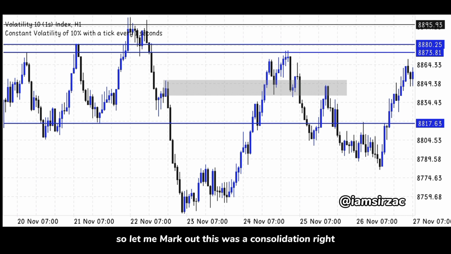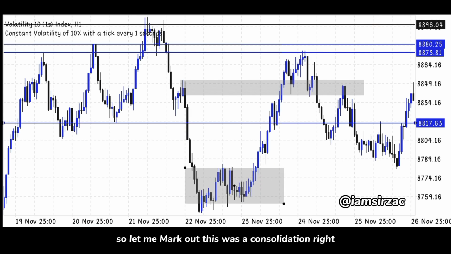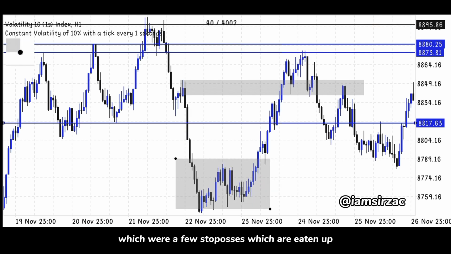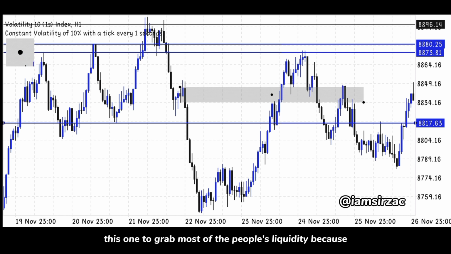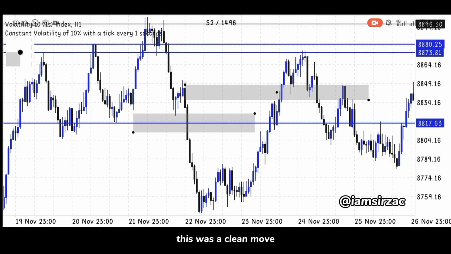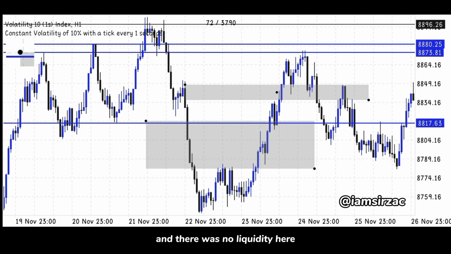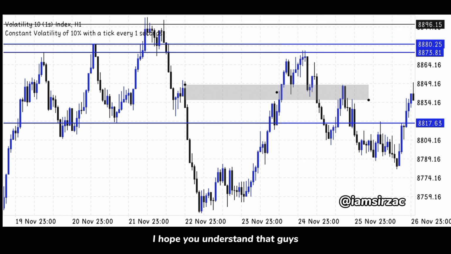So let me mark out, this was a consolidation, right? A few stop losses were eaten up, but they used this order block, this one right here, to grab most of your people's liquidity, because if you closely look, there's not much liquidity to grab in this area. This was a clean move and there was no liquidity here, so that order block was the only liquidity, right? I hope you understand that, guys.